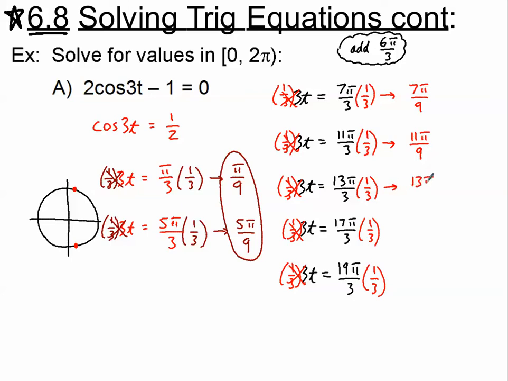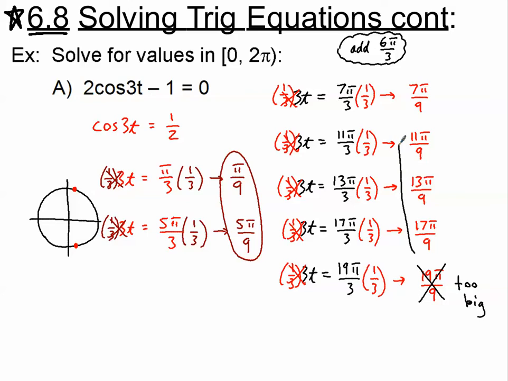So here's 13 pi over 9. That's still good. Here's 17 pi over 9. Oop, we're getting close. This one would give us 19 pi over 9. This one we have a problem with. This one is when we start to get too big. We get out of the bubble that we're looking for. We just want between 0 and 2 pi. 19 pi over 9 is just a little bit bigger than 2 pi.